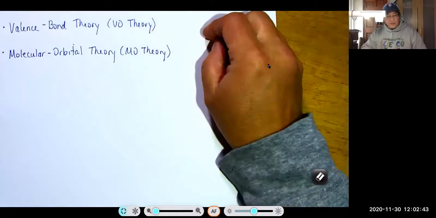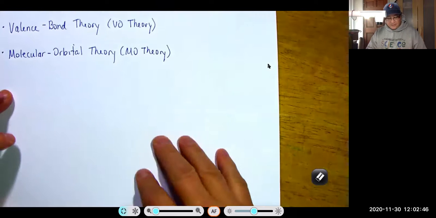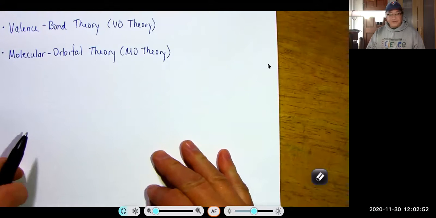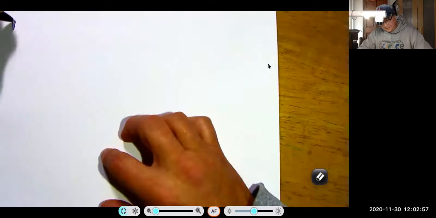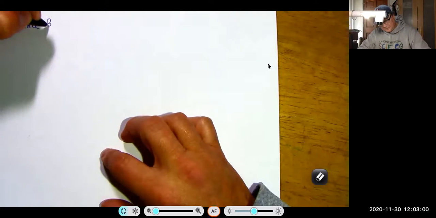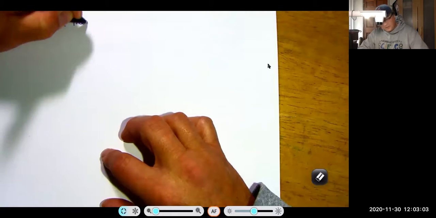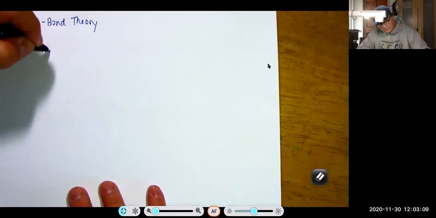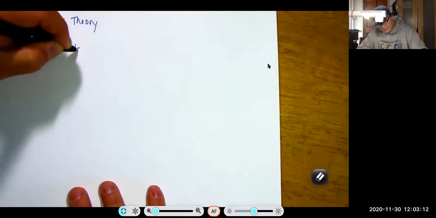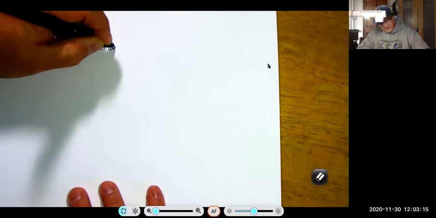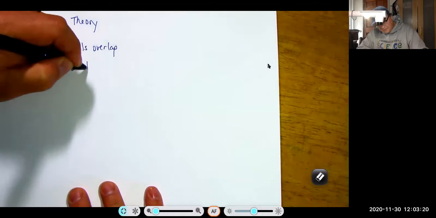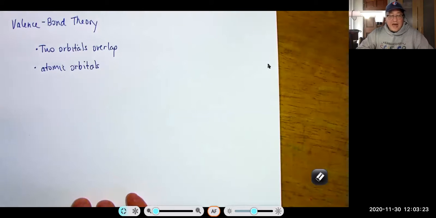All righty. So we're going to be looking at these two theories in contrast to one another, and they deal with how bonding works in molecular compounds. So let's look at valence bond theory. In valence bond theory, you get a bond when two orbitals overlap, and these orbitals are atomic orbitals. That means that the orbital is on the atom itself.